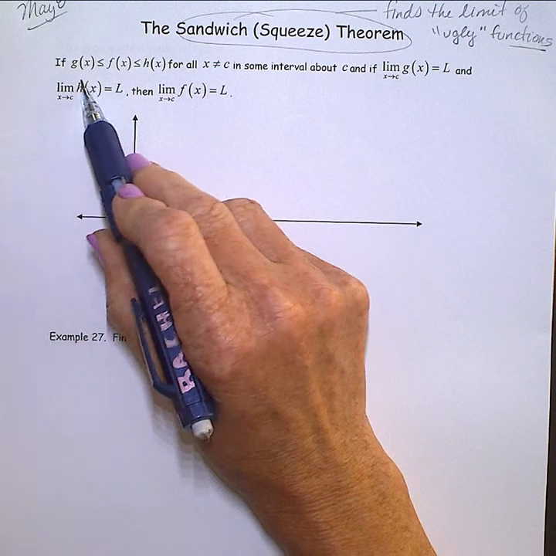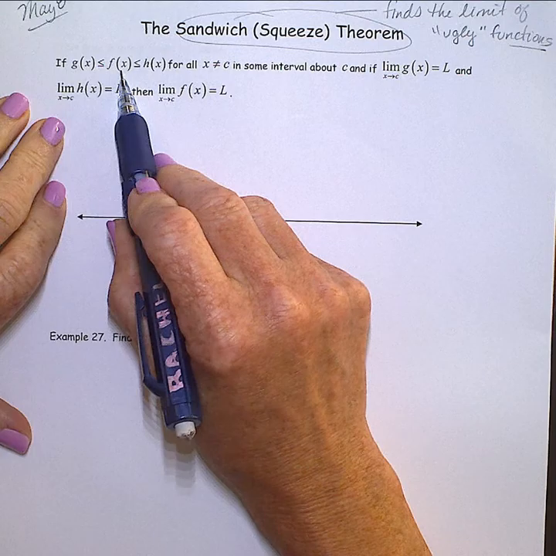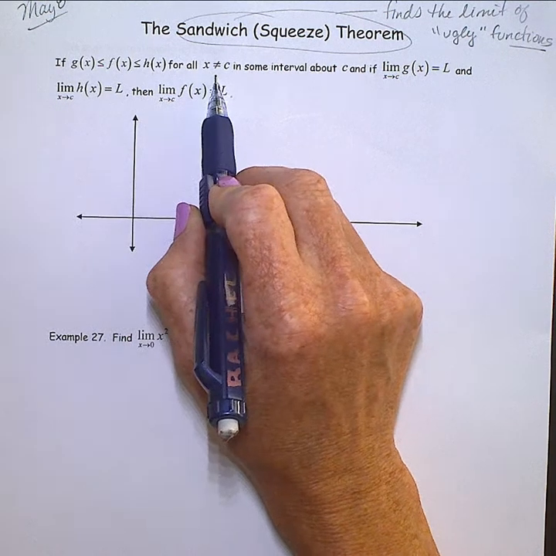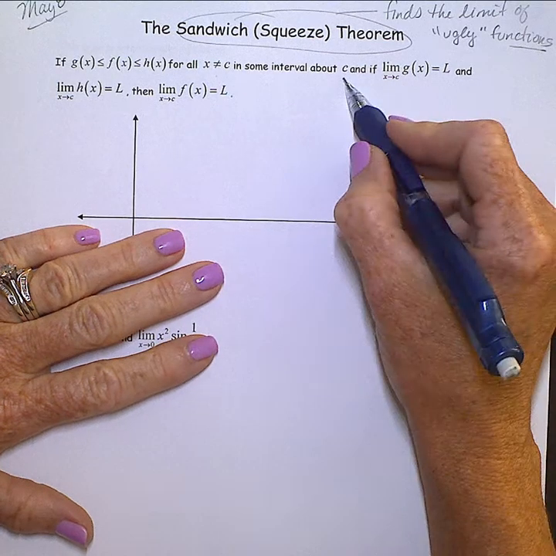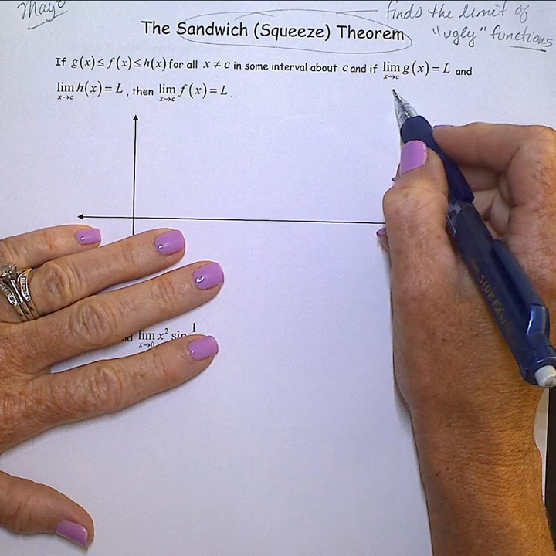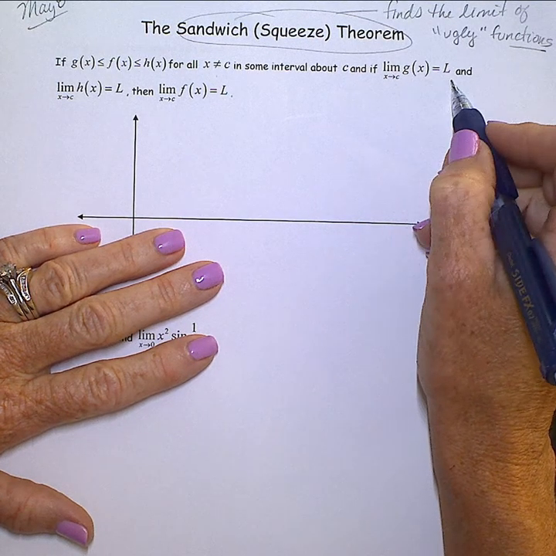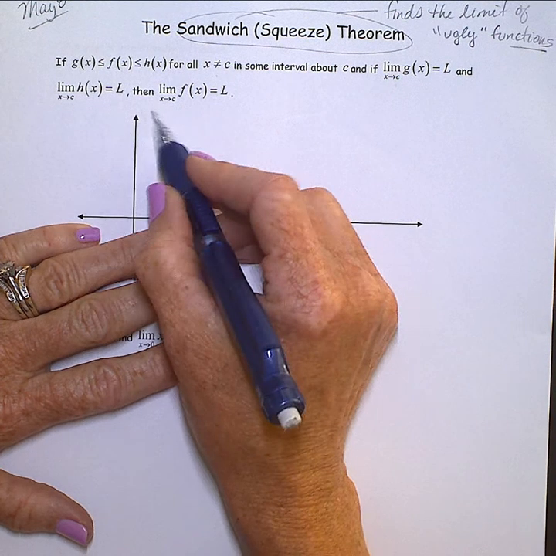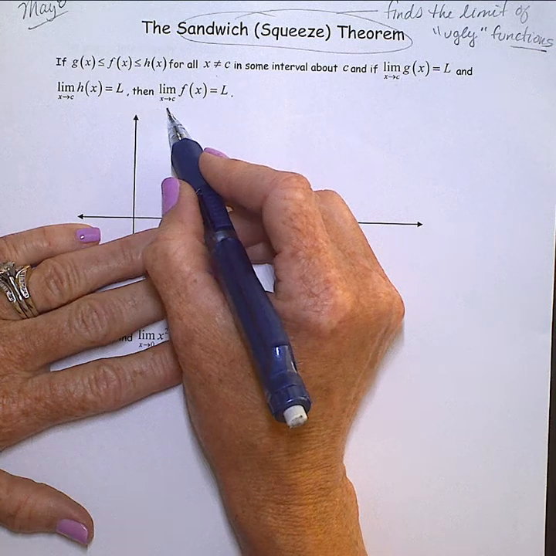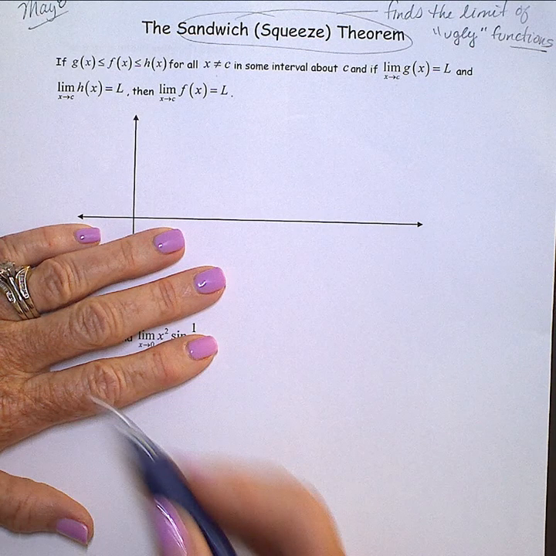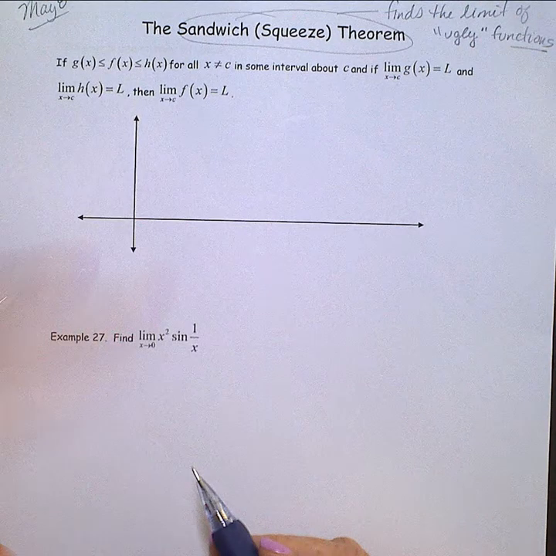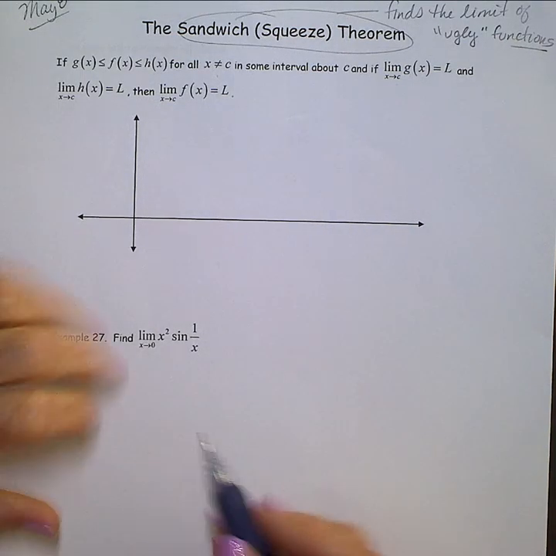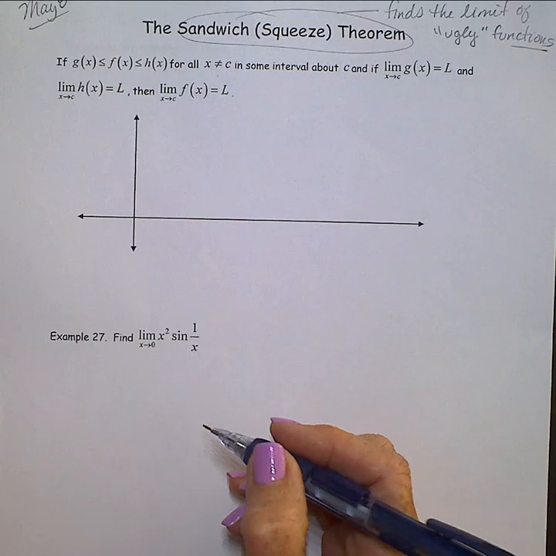All right, so here we go. If g of x is less than or equal to f of x, which is less than or equal to h of x, for all x not equal to c in some interval about c, and if the limit as x approaches c of g of x is L, and the limit of h of x as x approaches c is L, then the limit as x approaches c of f of x is also L. Got it? Okay, no, it doesn't make a bit of sense, and that's totally okay.